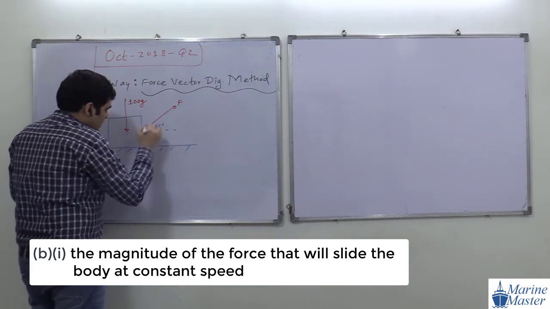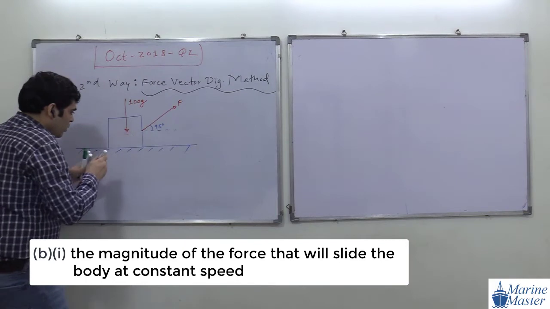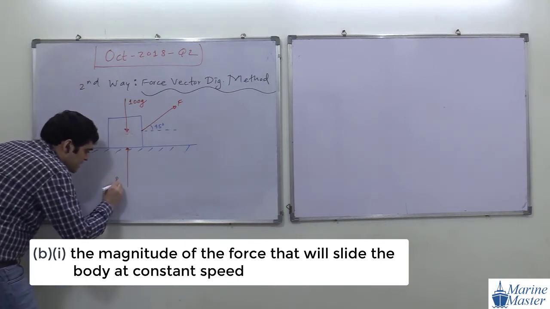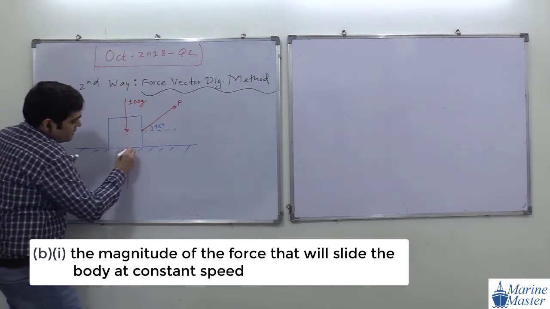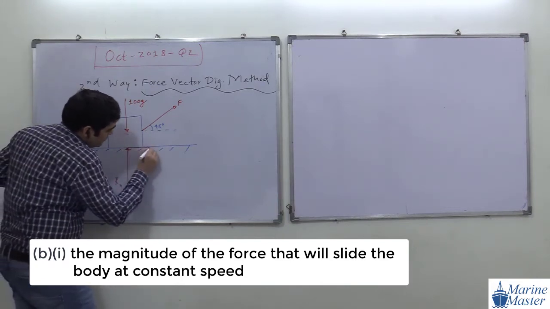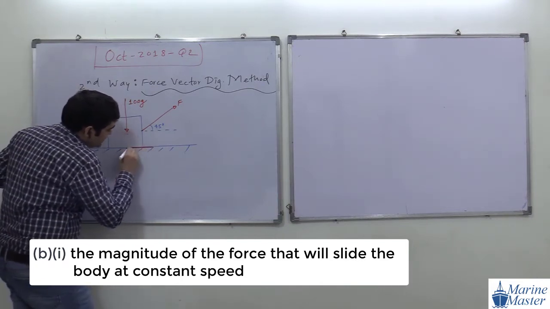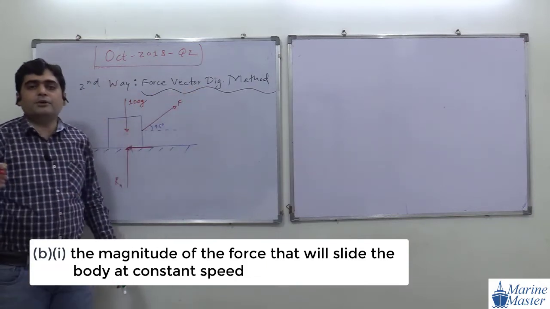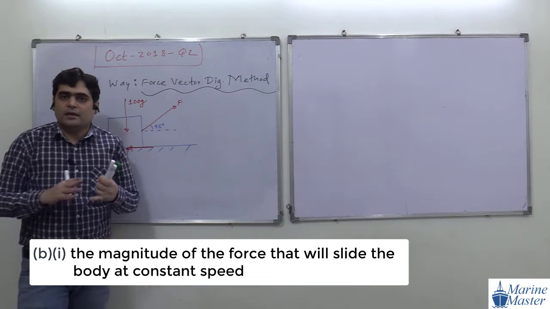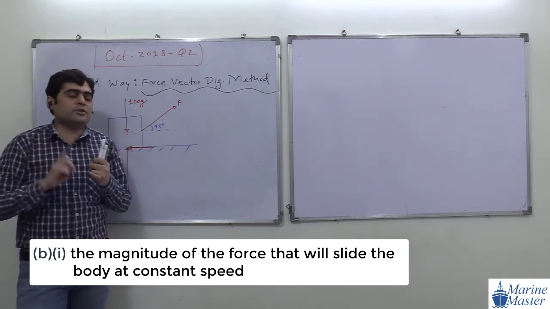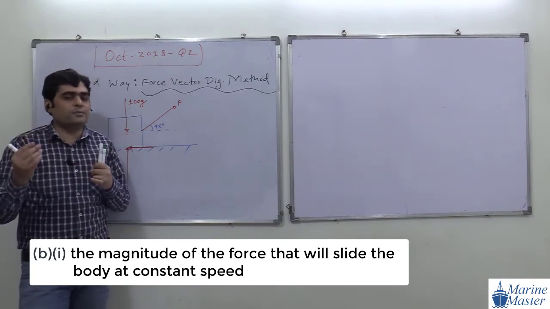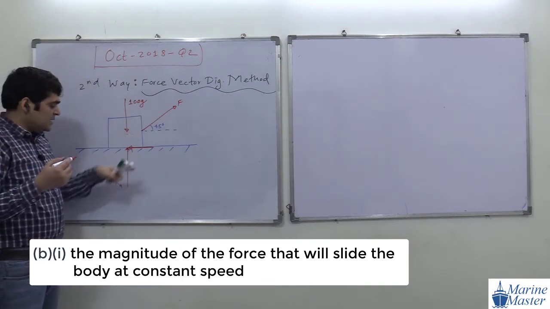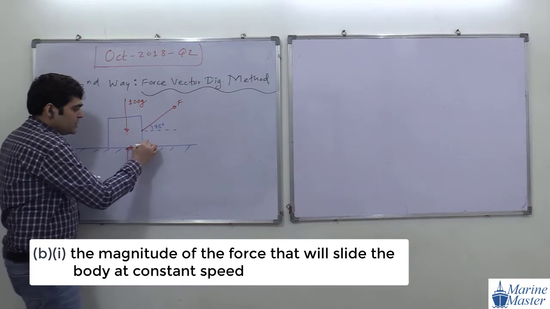respect to the horizontal. Now there will be a normal reaction. It is normal to the plane, that's why we call it a normal reaction. Then there will be a friction force which is opposite to the motion. Now what is our target condition for the force vector diagram method? There should be 3 forces. Those 3 forces should be in equilibrium and concurrent. So there are 4 forces. This is the friction force.